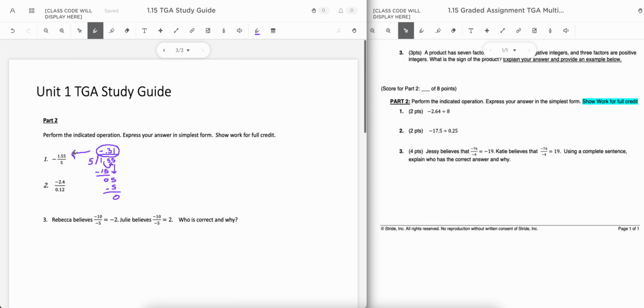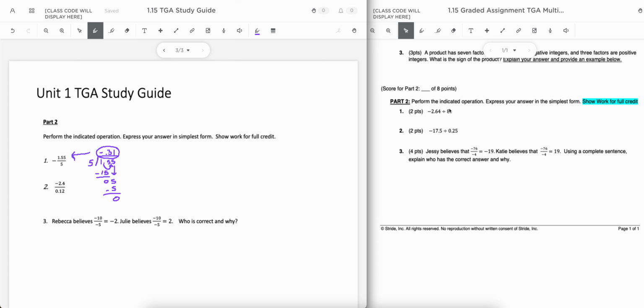And you would do that same exact process for number 1 on the TGA. So you would put 2.64 underneath the tent for your division problem. And then 8 goes on the outside. Okay, and you'll have to move those decimals over. And 8 will go into 26 and so on.